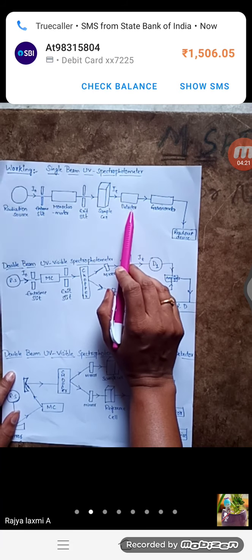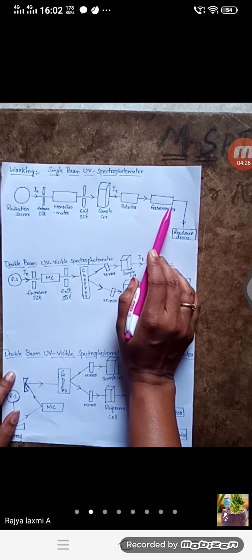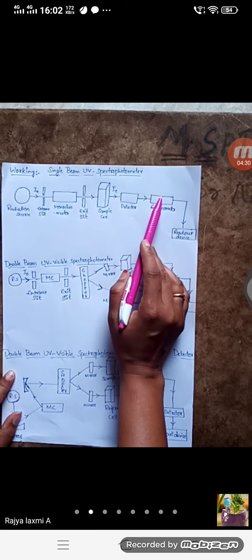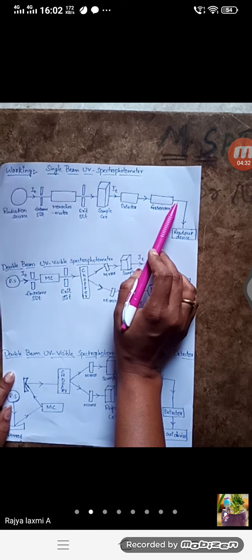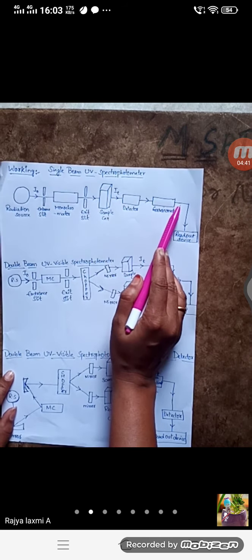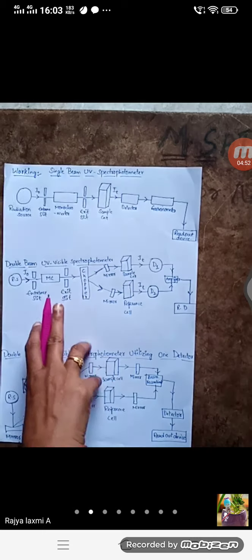The remaining light is transmitted to the detector, so the electrical signals pass on, and here the galvanometer is placed. There is a link between the system and this equipment. This is the galvanometer. This is about the single beam UV spectrophotometer. Single beam means the light rays pass through only one monochromatic line, only one line.